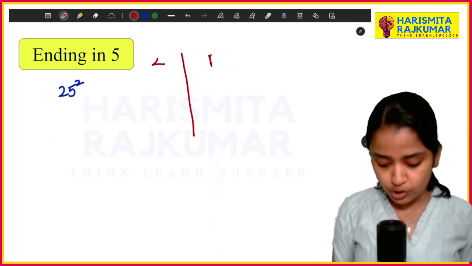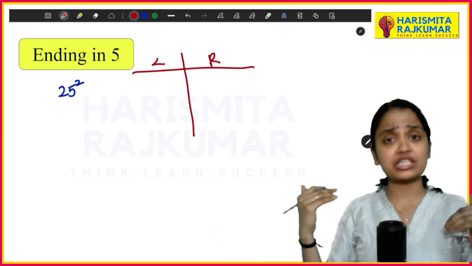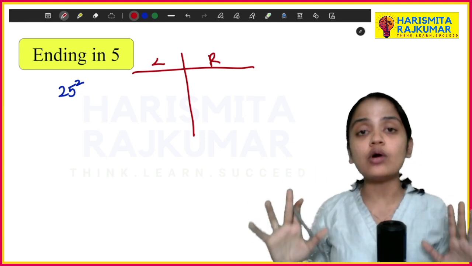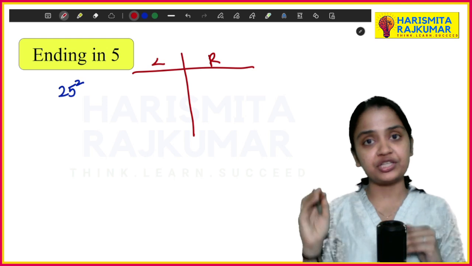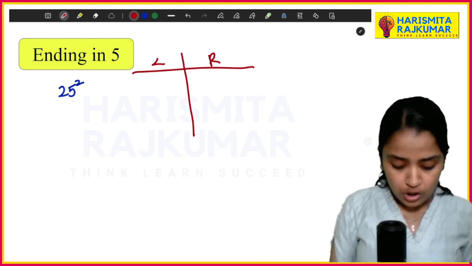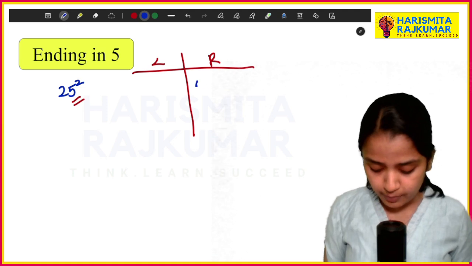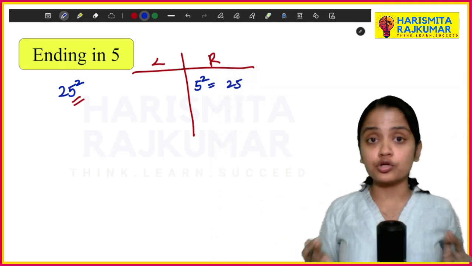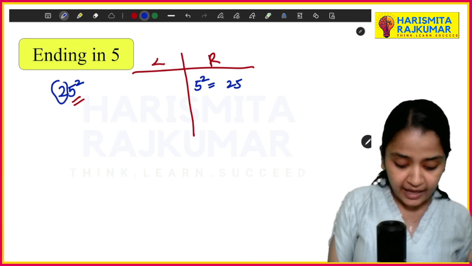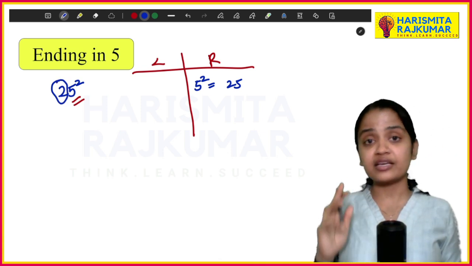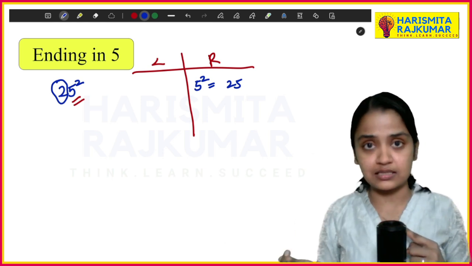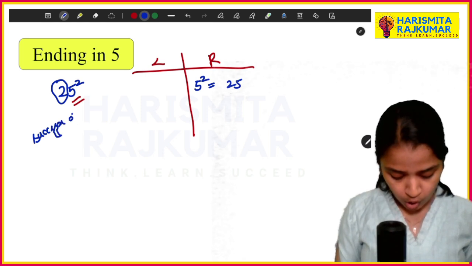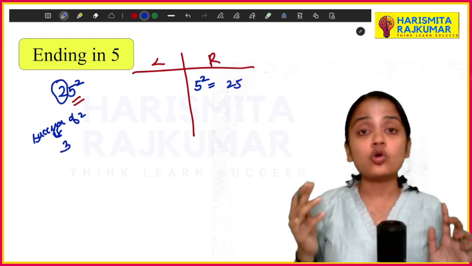I am dividing again into 2 columns, which is the left column and the right column. So similarly, like numbers ending with 1, you have to focus on the unit digit square in the right hand side column. So the unit digit square is nothing but 5 square, which is 25. And in the left hand side column, you have to take the remaining digit. The remaining digit I'm having is 2, and you have to take its successor. The successor of 2 is nothing but 3.